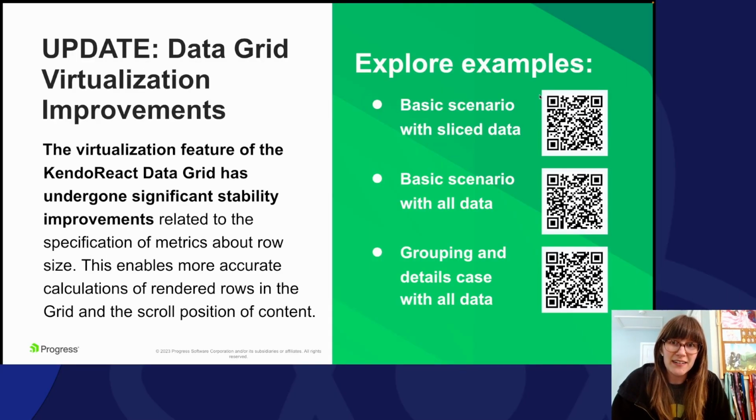We have more virtualization improvements for our data grid, and we have some great examples here that were put together by the team. So if you really want to see how that plays out, but basically it's going to improve stability related to metrics about row size, so it can more accurately calculate how many rows are in the grid and scroll position of where that will show up.